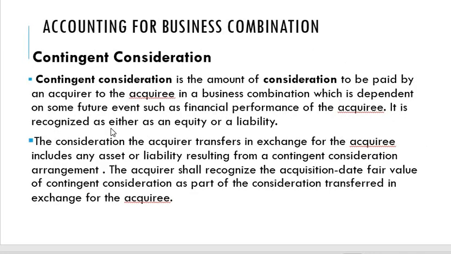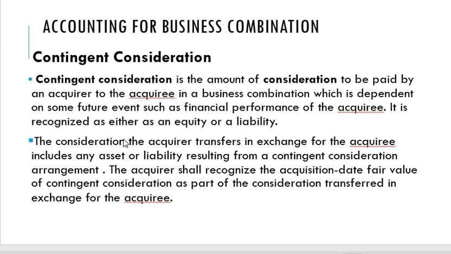Also part of the consideration transferred is the contingent consideration. Contingent consideration is the amount of consideration to be paid by an acquirer to the acquiree in a business combination which is dependent on some future event, such as the financial performance of the acquiree. It is recognized as either equity or liability. So contingent consideration is like an additional payment from the acquirer to the acquiree, but the payment depends on the happening of a future event. If the future event eventually happens, then there is an additional payment from the acquirer to the acquiree.